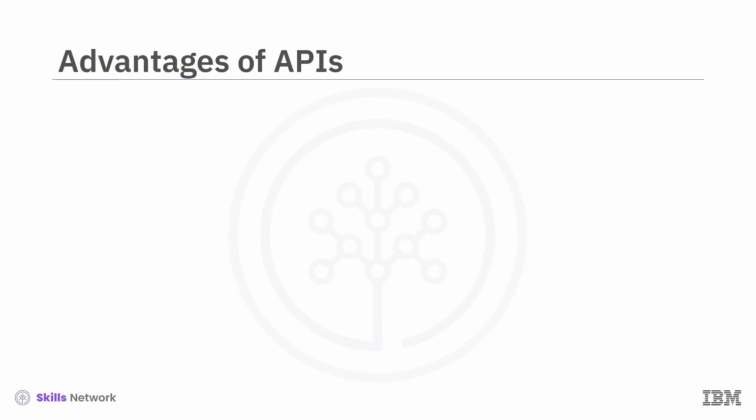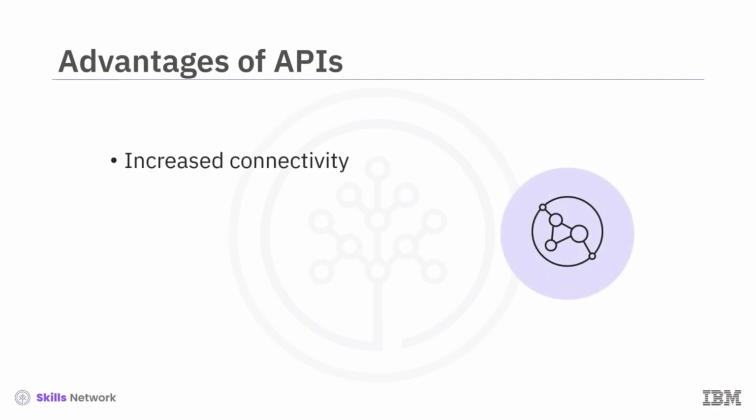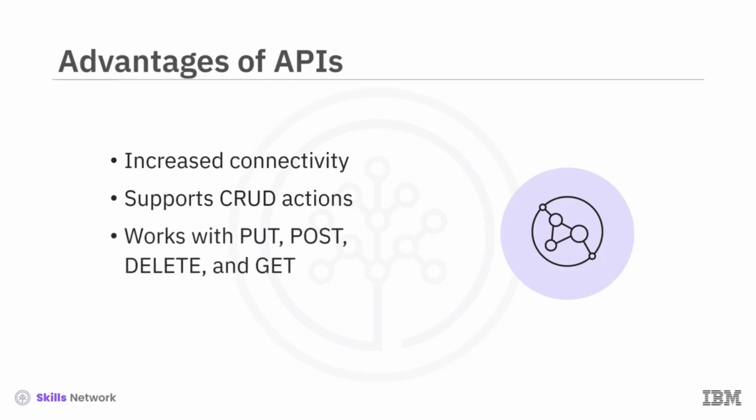An API can be beneficial for many reasons, including it improves connectivity between apps. It supports traditional create, read, update, delete, or CRUD actions. It works with HTTP verbs, including put, post, delete, and get. It is based on HTTP, making it customizable.